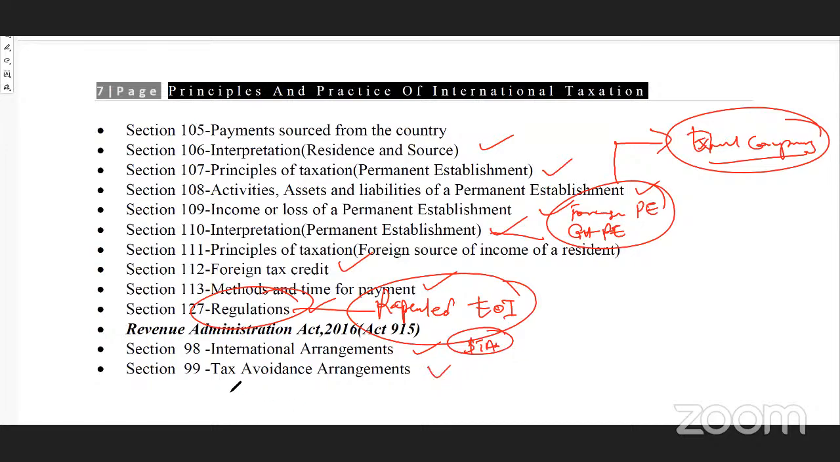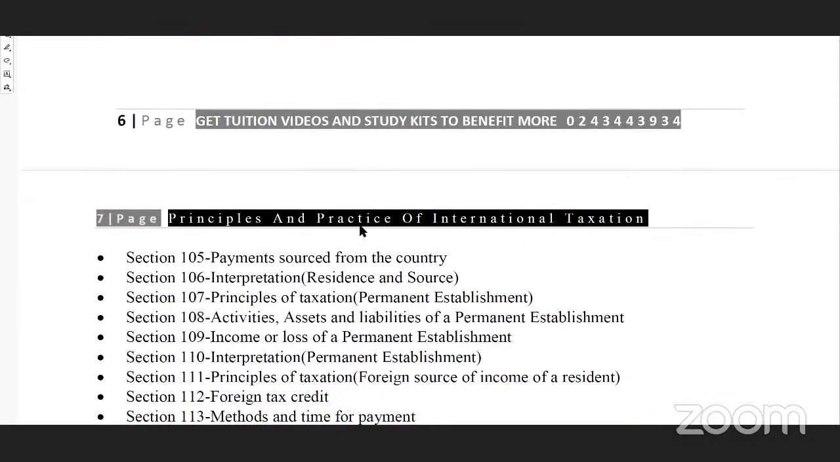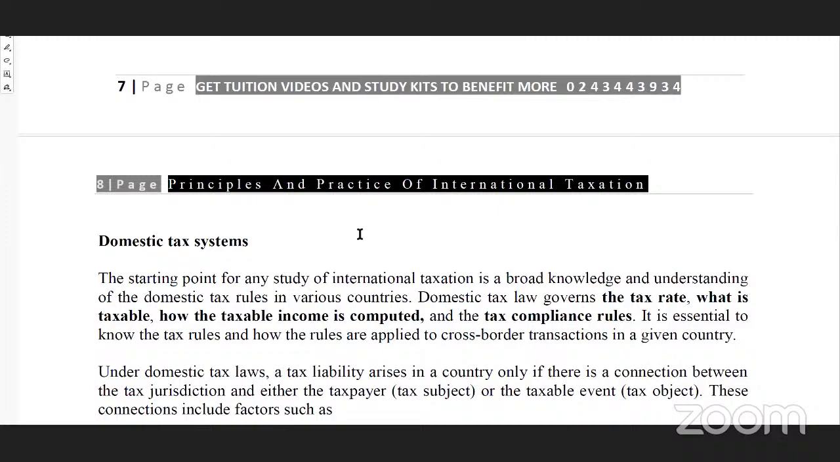Then we look at tax avoidance arrangements, and this is where people try to get tax benefits under the law. This is also a general anti-avoidance provision, but mostly we use this to deal with things around treaty shopping and treaty abuse, right? So basically, these are the parts of our law that deal with international tax. Okay, there are other ones too, but these are the most important ones, all right? So that was an introduction to international taxation.